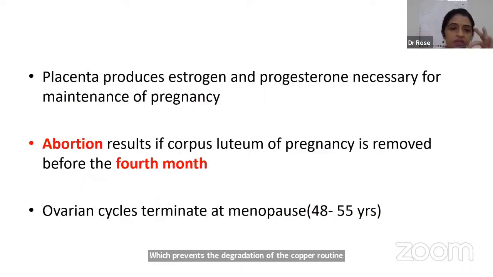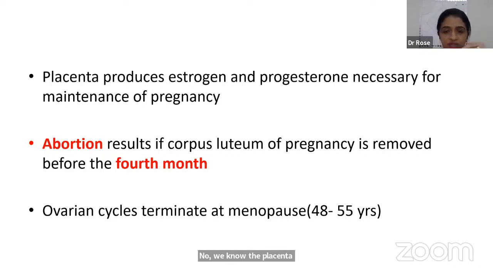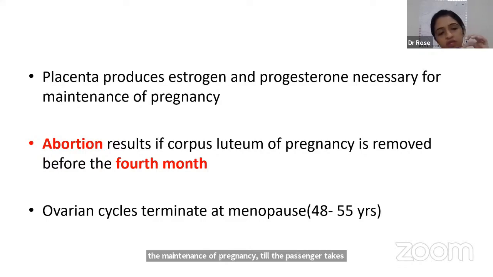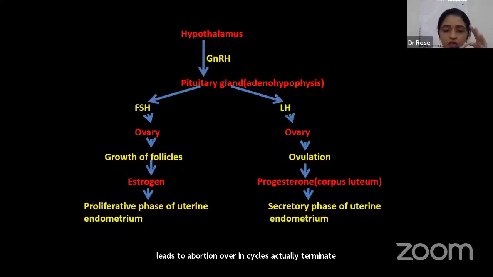Now, we know the placenta produces estrogen and progesterone necessary for the maintenance of pregnancy. Till the placenta takes over, it is the corpus luteum which does this function, and that is the reason why if we remove it before the 4th month, it leads to abortion. Ovarian cycles actually terminate at menopause, roughly at 48 to 55 years.